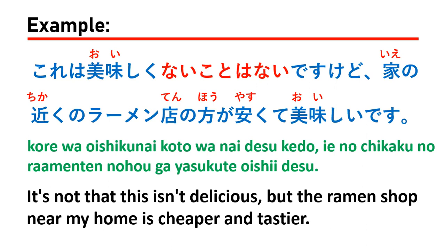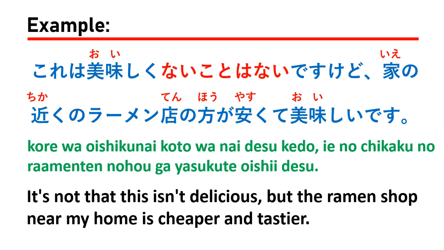In this sentence they use the i-adjective, right? Here they use oishi. Oishi means tasty or delicious. So they cut out the i and replace it with ku. So oishiku nai koto wa nai. In this sentence they use the i-adjective oishiku nai koto wa nai desu kedo. This means it's not impossible that it isn't delicious.